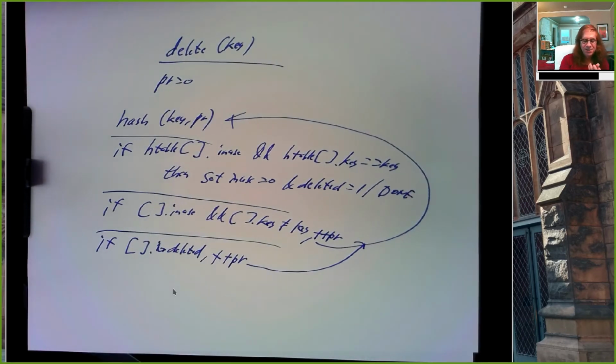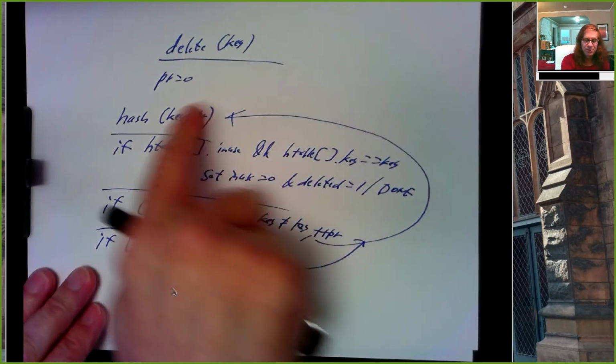All right, so hash your key. Look in the hash table. If it's in use and the key matches, you're done. That's the node to delete. Set the deleted flag, clear the in use flag, get out of there. If it's marked as in use but the key does not match what you're after, rehash. Bump up your probe, go back, try again.